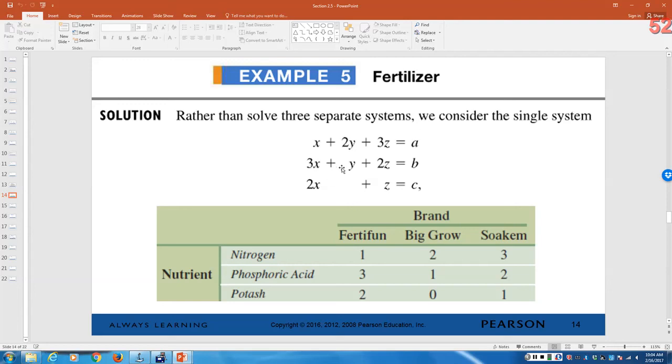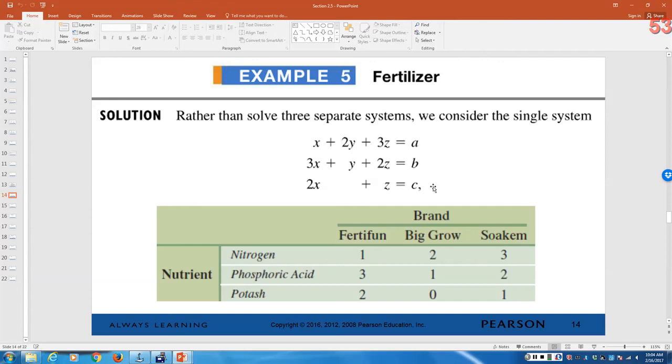And if you add 3X plus Y plus 2Z, that's how many units of phosphoric acid you can get, for a total B. And then 2X plus Z, because there is no potash in Big Grow, will give you the amount of potash that you can get. Okay? The thing is, though, those numbers A, B, and C are going to be different for each state.